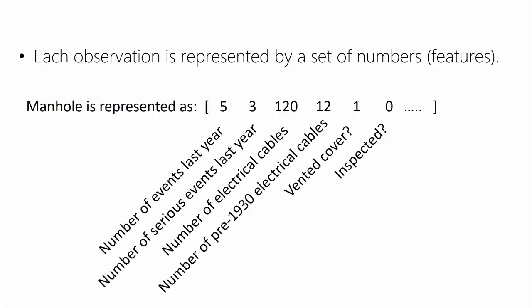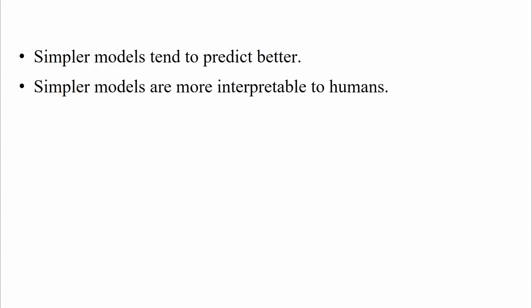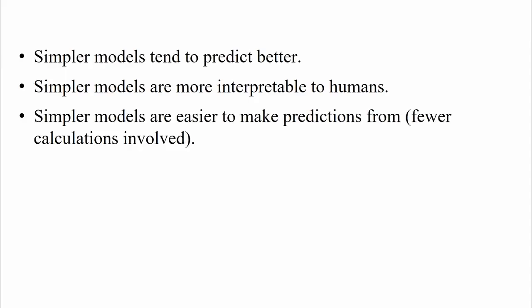So let's go back to our running example where each manhole is represented by a vector of numbers. Do we really need all of these numbers to predict whether the manhole is going to explode? Maybe we can create a simpler model with much fewer numbers, and that would be helpful for many reasons. First of all, simpler models tend to predict better, as we know from Occam's razor. Simpler models are more interpretable to humans. Also, simpler models are easier to make predictions from. There's much fewer calculations involved, so it's much computationally easier.